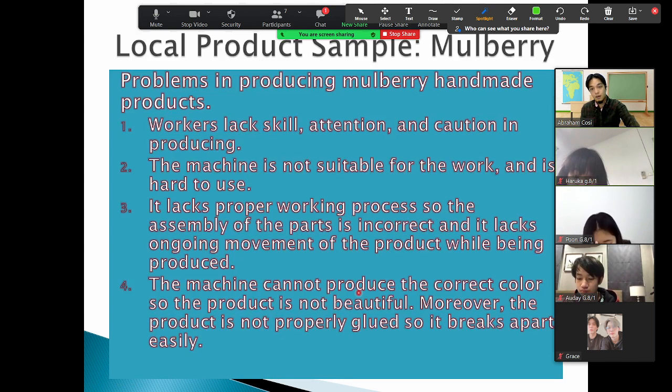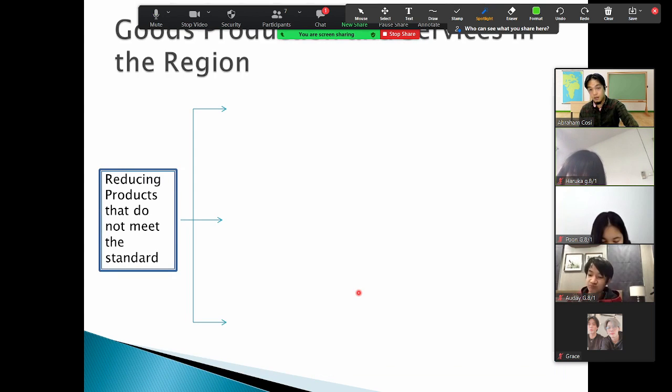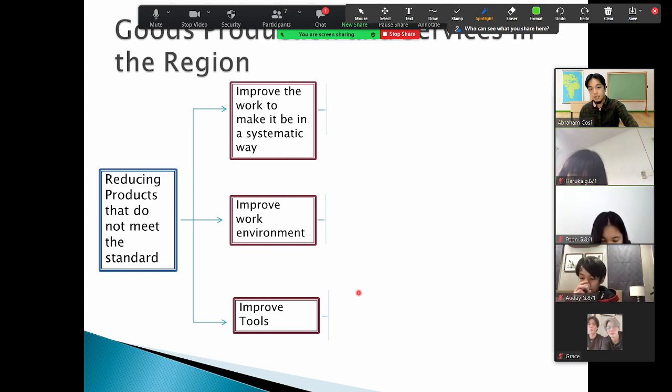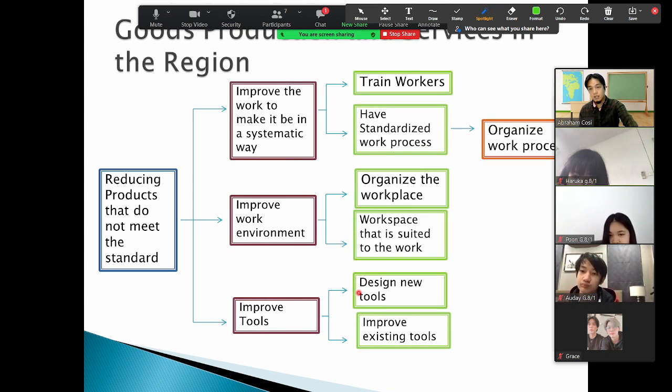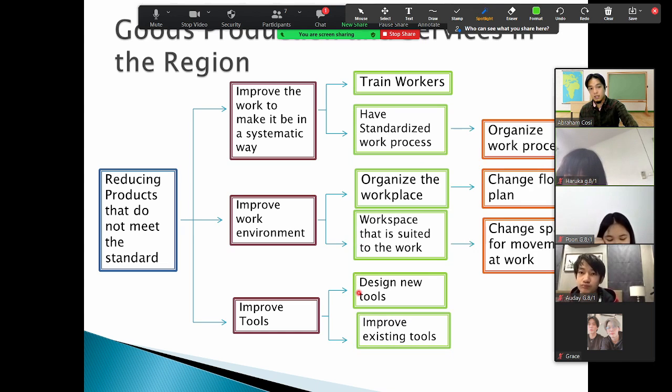So there you go, we have there the local sample, which is Mulberry. We also discussed a diagram here which breaks down the process and the problems on how to solve these problems in the workplace.